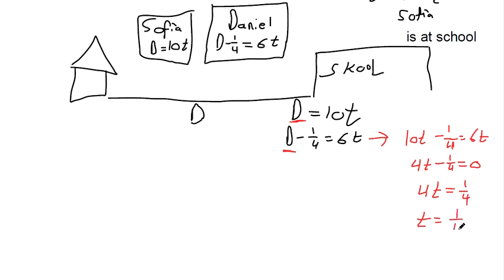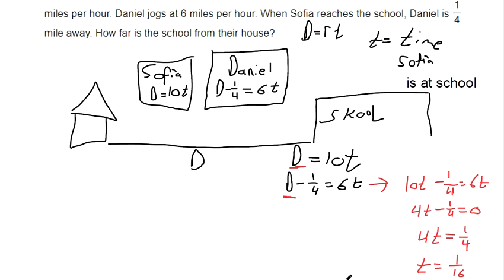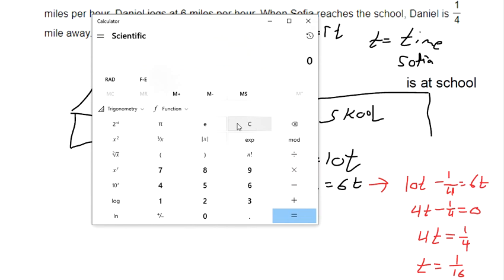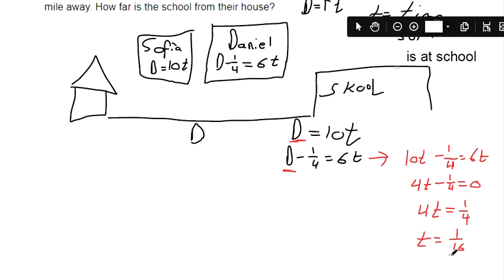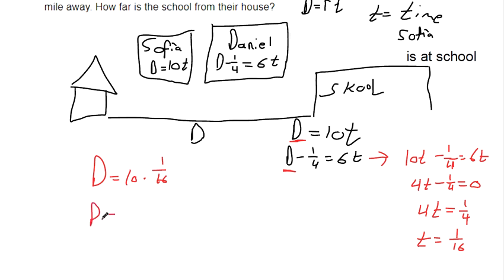So that's 1/16. So it's not too far from school, 0.0625 hours to reach school. And so the distance would just be plugging in time into Sophia's equation. Okay, or you could plug it in Daniel's to get the same thing. Distance equals 10 times 1/16. So the distance to school is 10/16, which simplifies to be 5/8 miles, 5/8 of a mile.